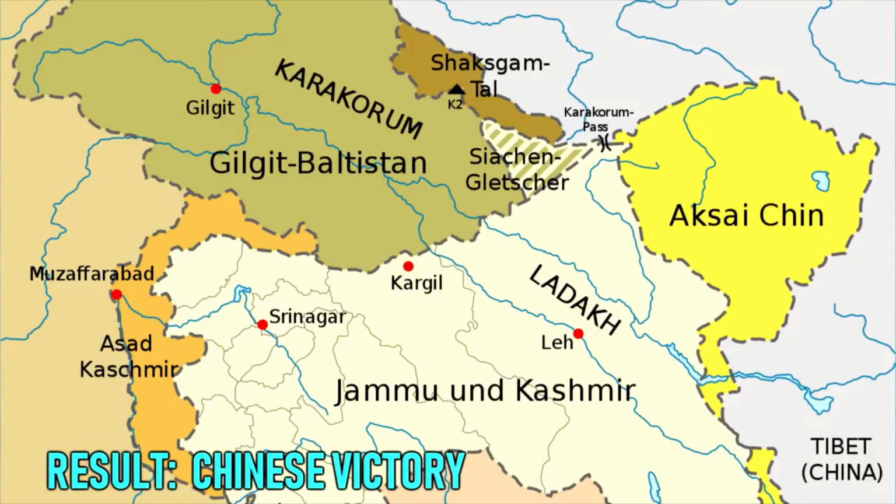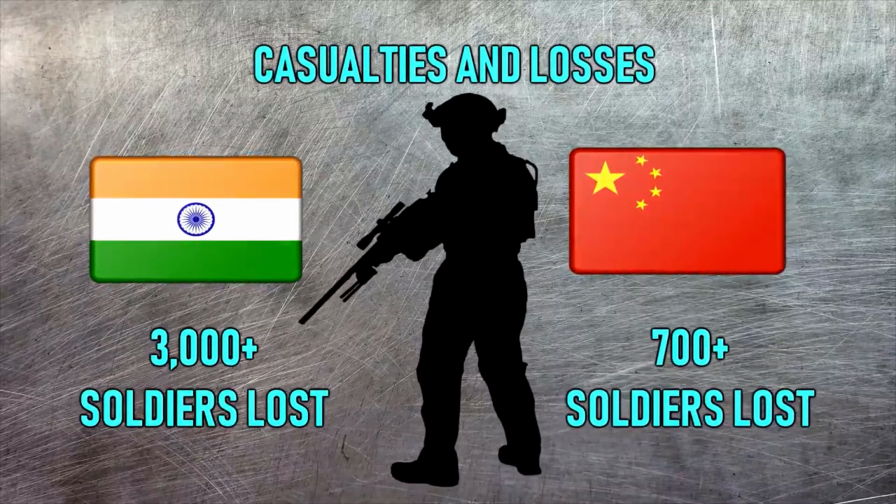Result of the war: Chinese victory. Territorial changes. China captures Aksai Chin. Casualties and losses. India, 3,000 plus soldiers killed. China, 700 plus soldiers killed.